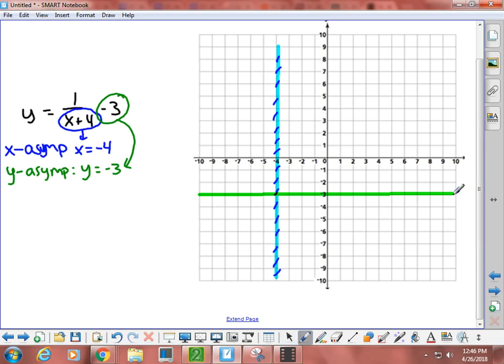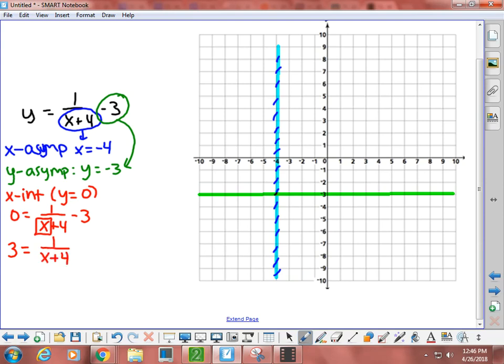Now you need to find your intercepts. My x-intercept, what I'm doing is I'm putting y equals 0. So that means I have 0 equals 1 over x plus 4 minus 3. So you're trying to solve that for x. You're trying to get x by itself. So my first step is to move 3 to the other side. And I have 1 over x plus 4.